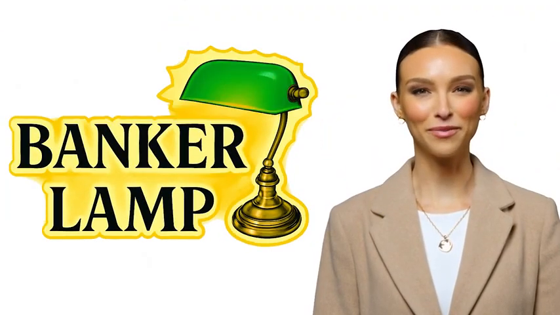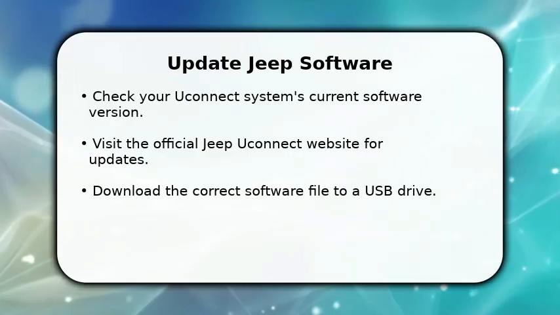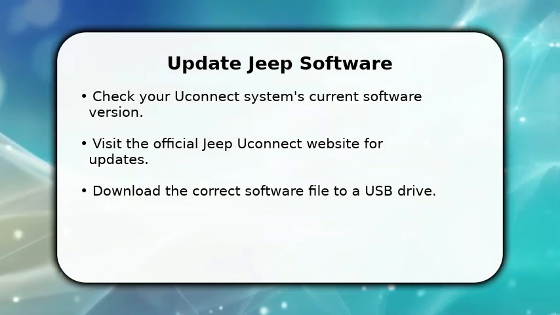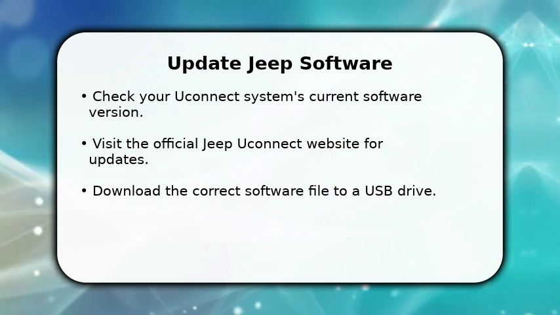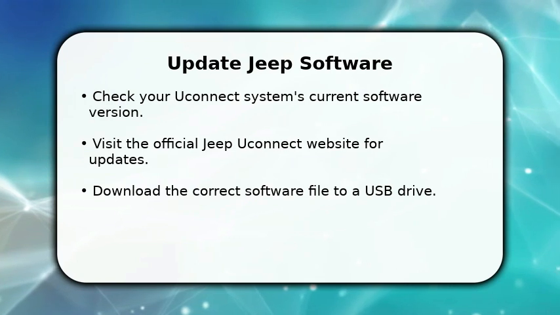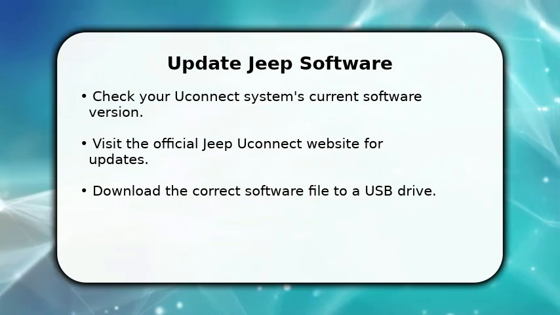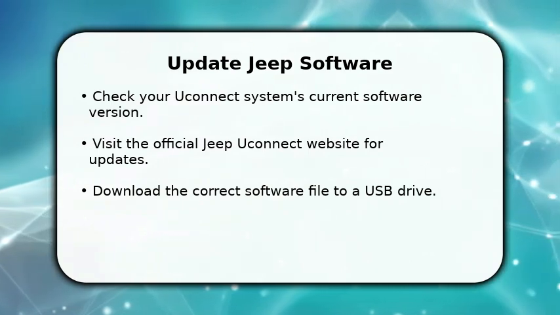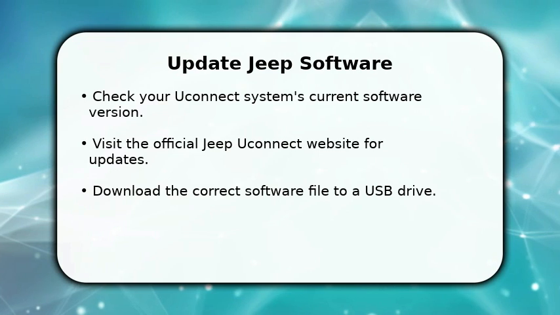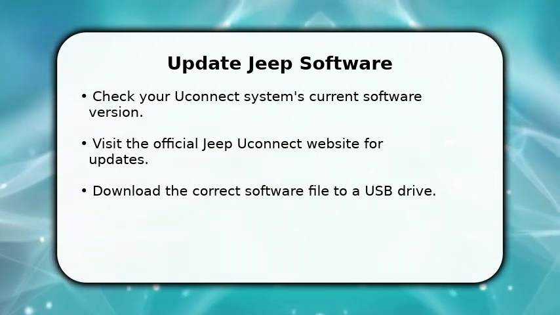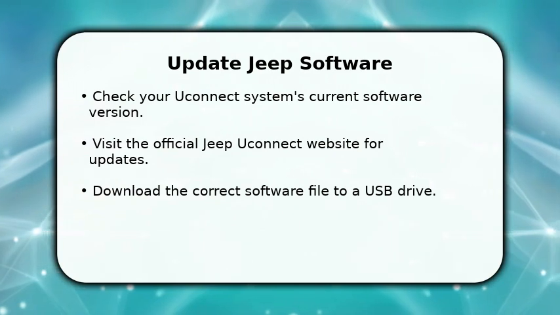Please enjoy the video. In this video, I will explain how to update Jeep Grand Cherokee software. First, you'll need to identify your current Uconnect software version directly from your vehicle settings. Next, head to the official Jeep Uconnect website on your computer. Locate the specific update file for your model and download it onto a formatted USB drive. Ensure the USB drive is empty and properly formatted for the best results.